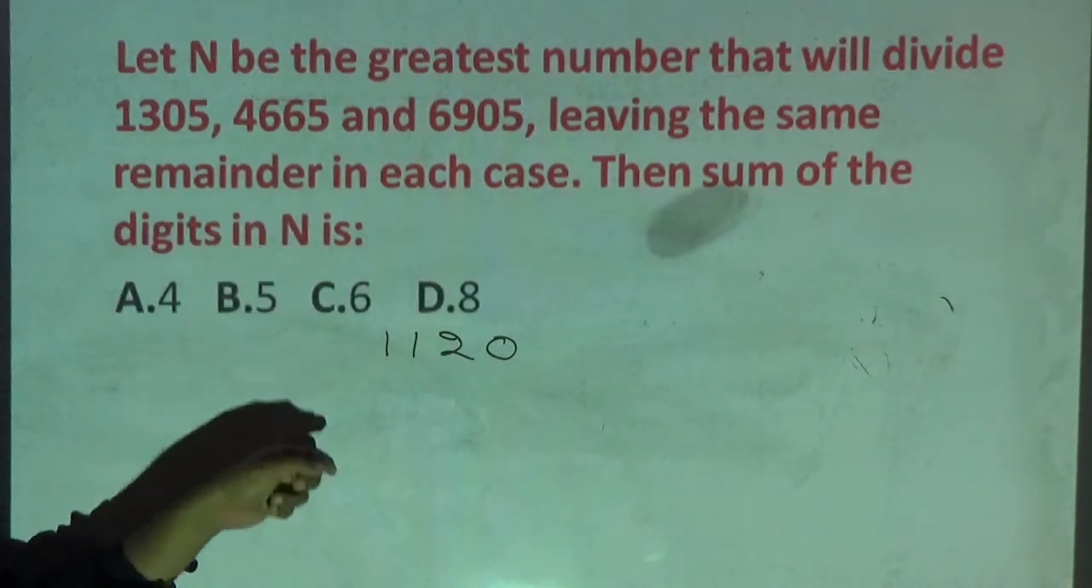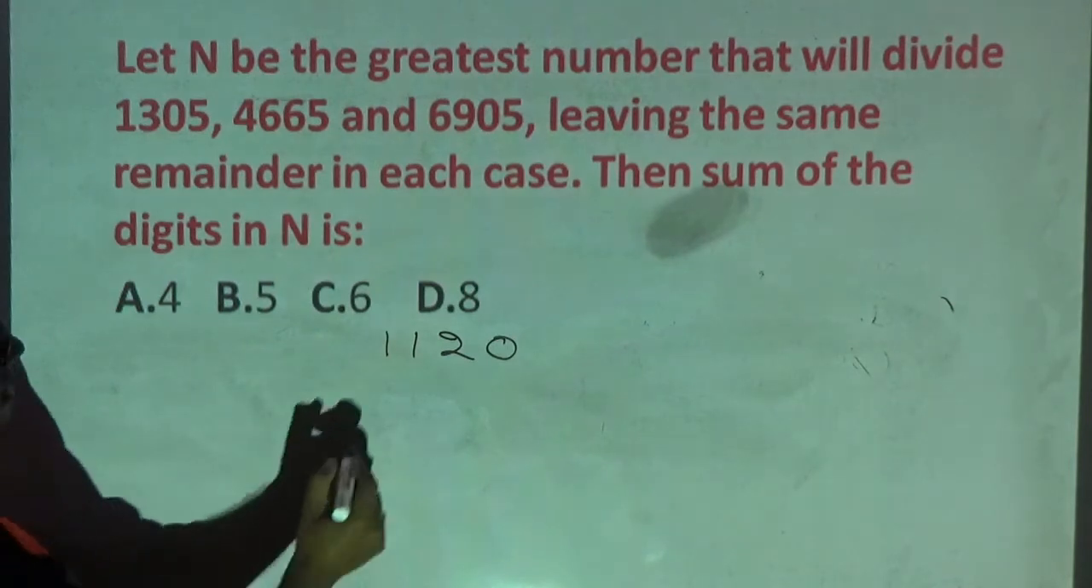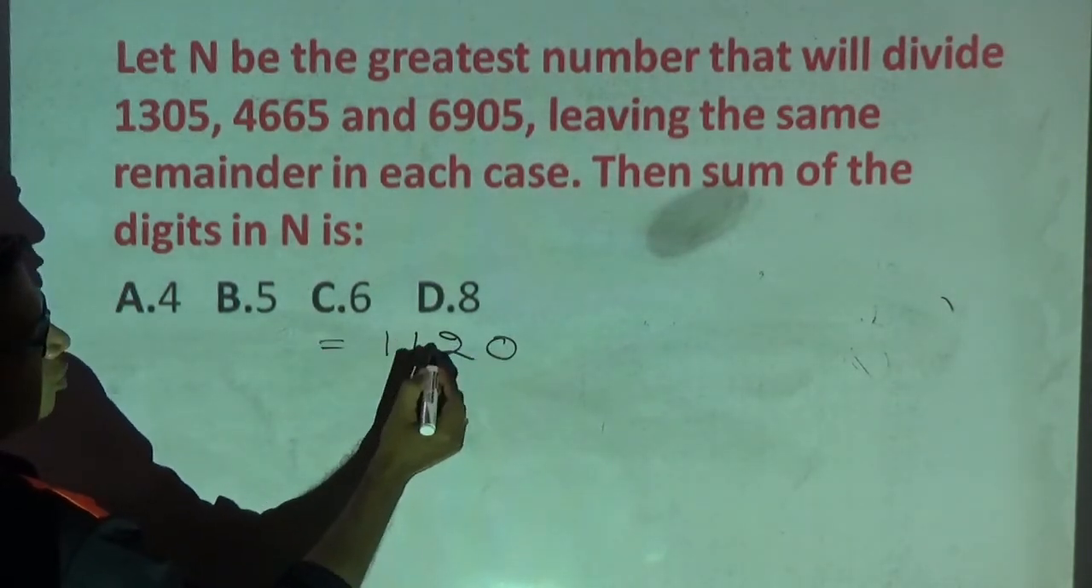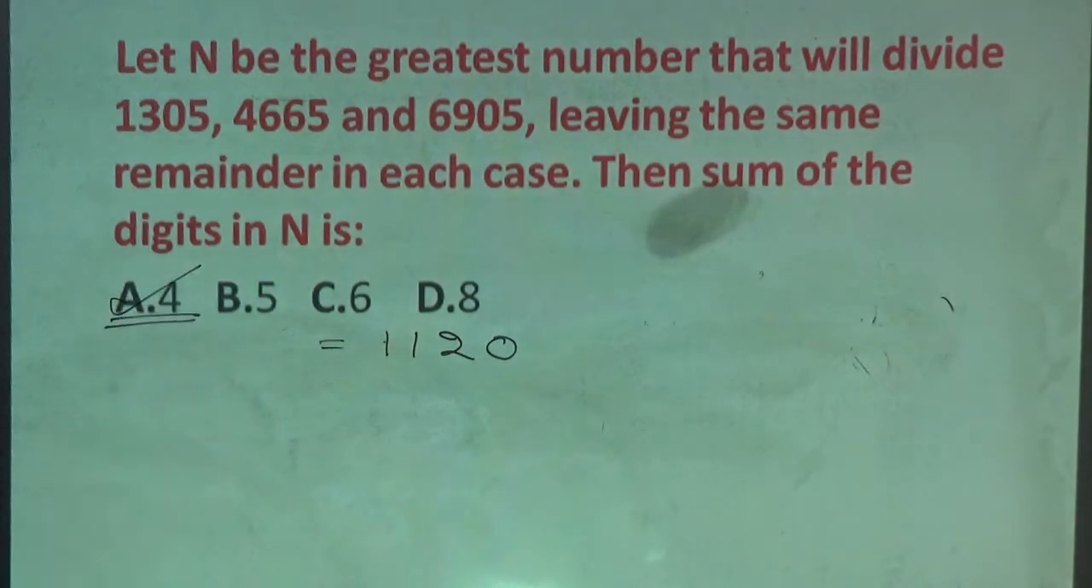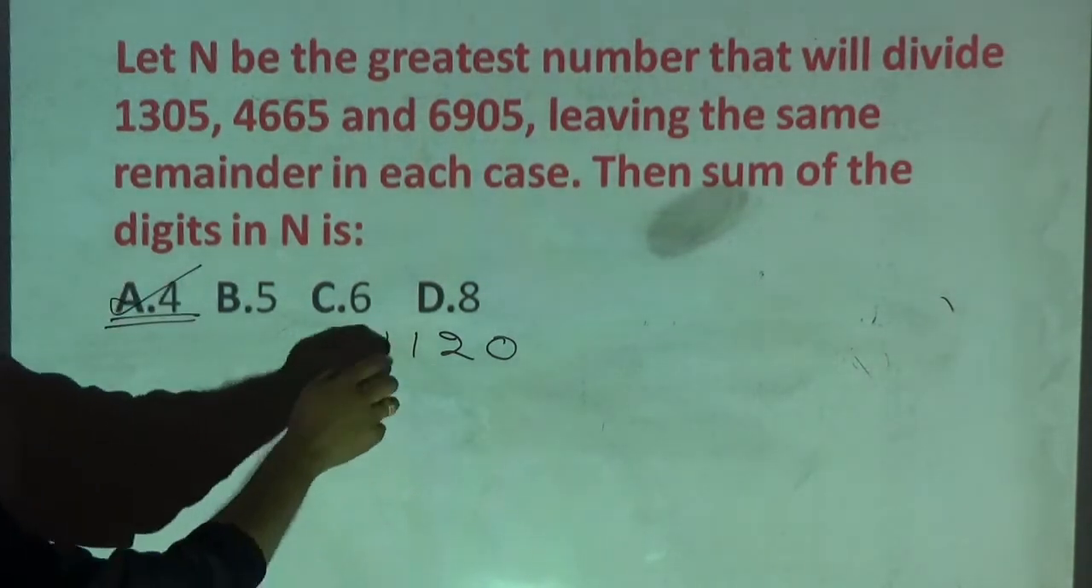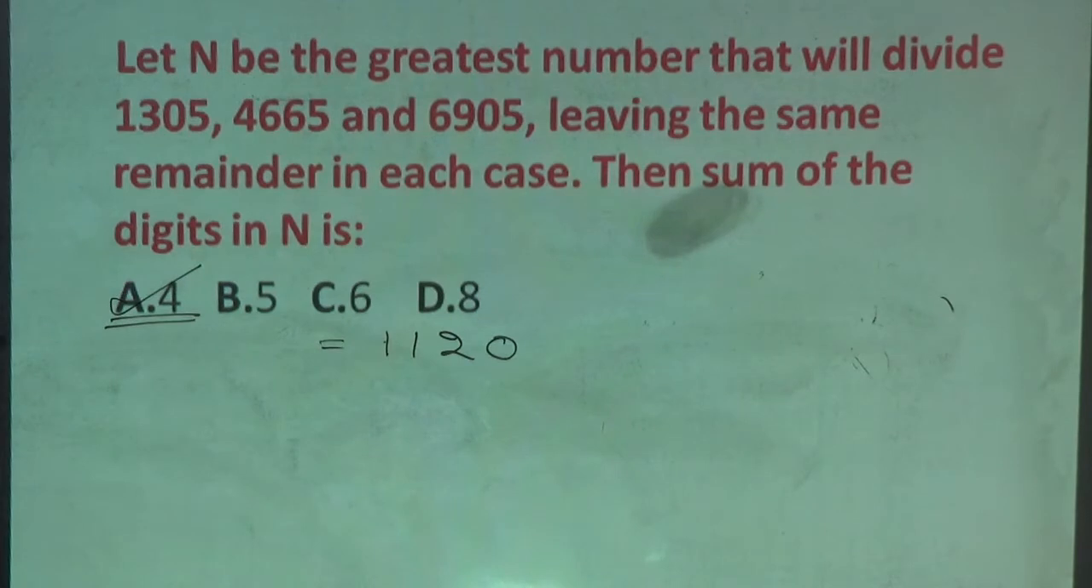That N is HCF here, correct? The sum of the digits I want. See, sum of digits: 0 plus 2, 2 plus 1 is 3, 3 plus 1 is 4. Answer is what? Option A. What they are asking is sum of the digits in that HCF. So answer is Option A.